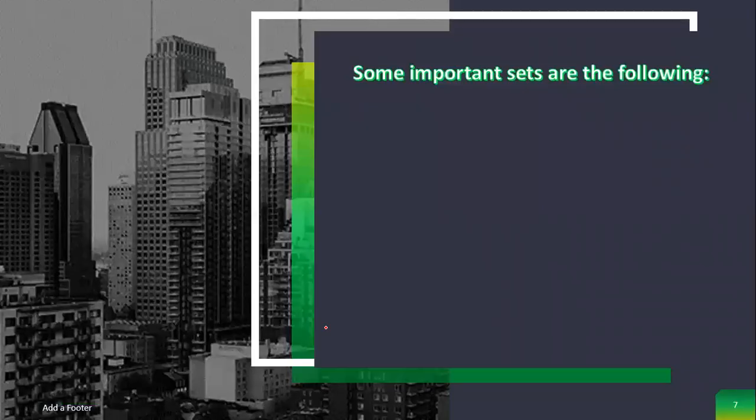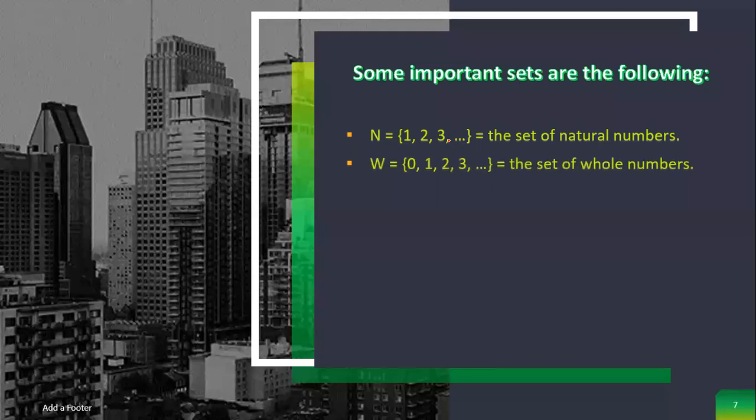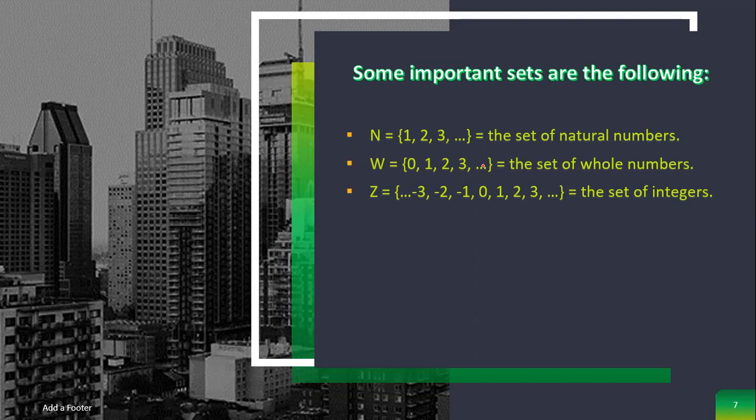Now these are some important sets. For the set of natural numbers, or the set of counting numbers, we start from 1. So from 1, 2, 3 up to infinity. Now, the set of whole numbers, we include 0. So from 0 up to infinity. Now, the set of integers, of course, these are signed numbers. But remember that 0 is also an integer. So the set of integers includes the negative numbers, 0, and the positive numbers.